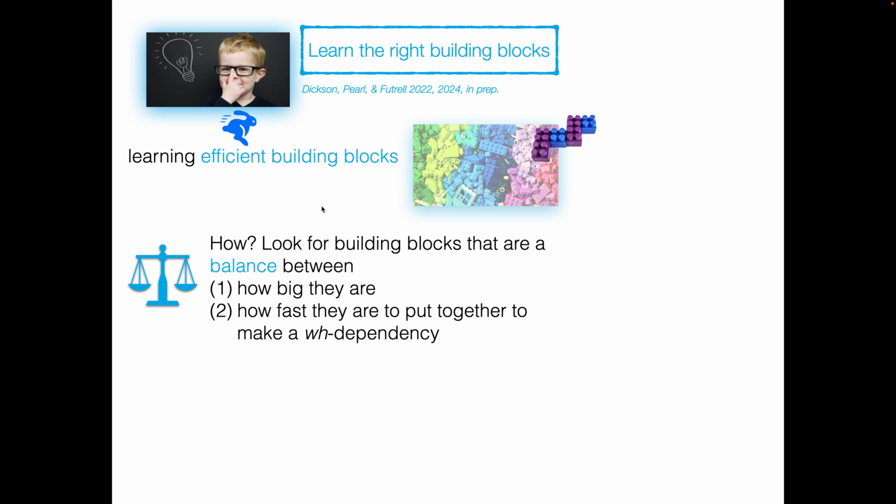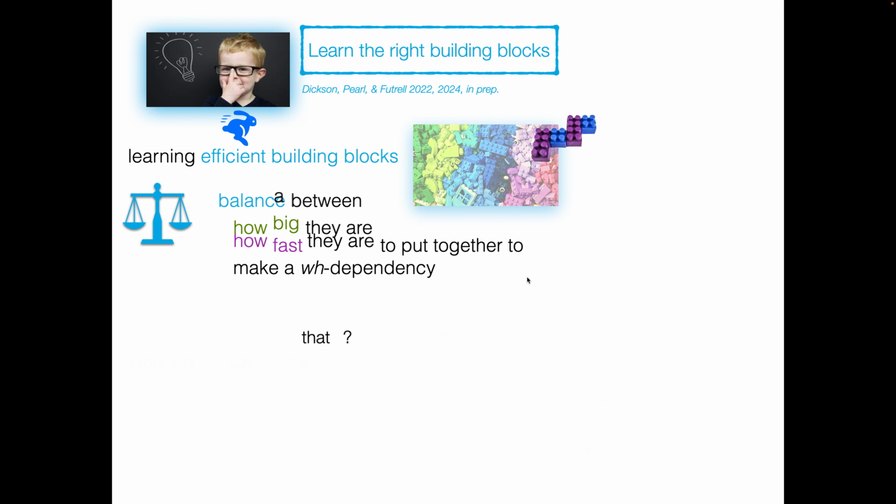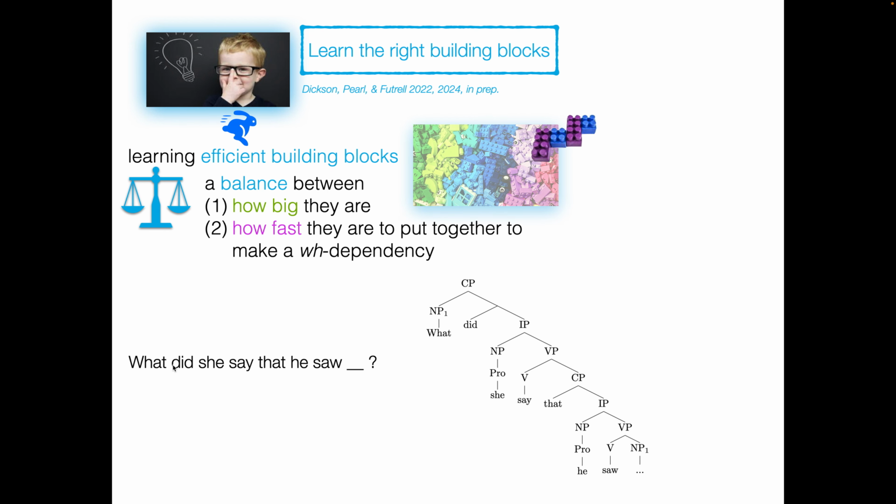How? Okay, so here's where we're going to use some reasoning. You're going to look for building blocks that are a balance between two things, how big they are and how fast they are to put together to make any WH dependency you might like. So let's look at this one. What did she say that he saw? It's kind of a longish one.